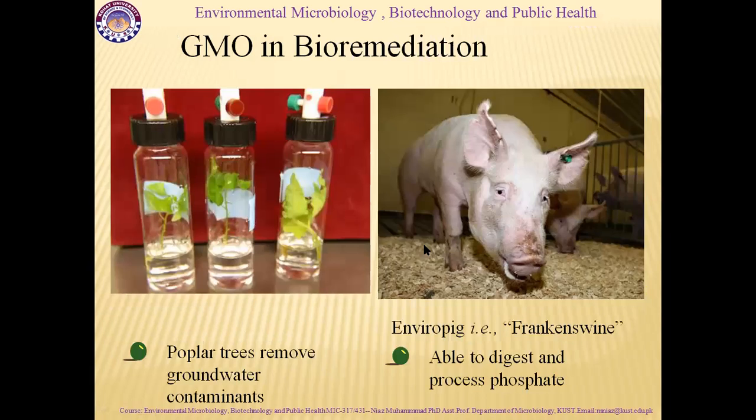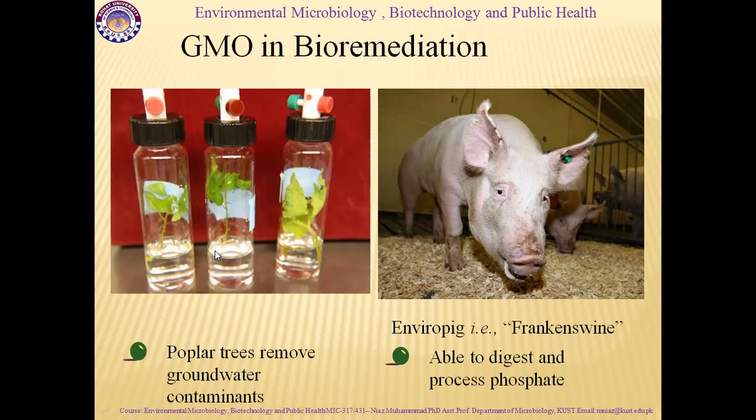GMOs in bioremediation are also used, because we can introduce certain genes into animals and plants which have the ability to decompose or absorb pollutants from the environment. Suppose we insert a gene which has the ability to decompose or absorb pollutants, and we will grow such plants which have the gene to remediate, to fix or to decompose the pollutants.